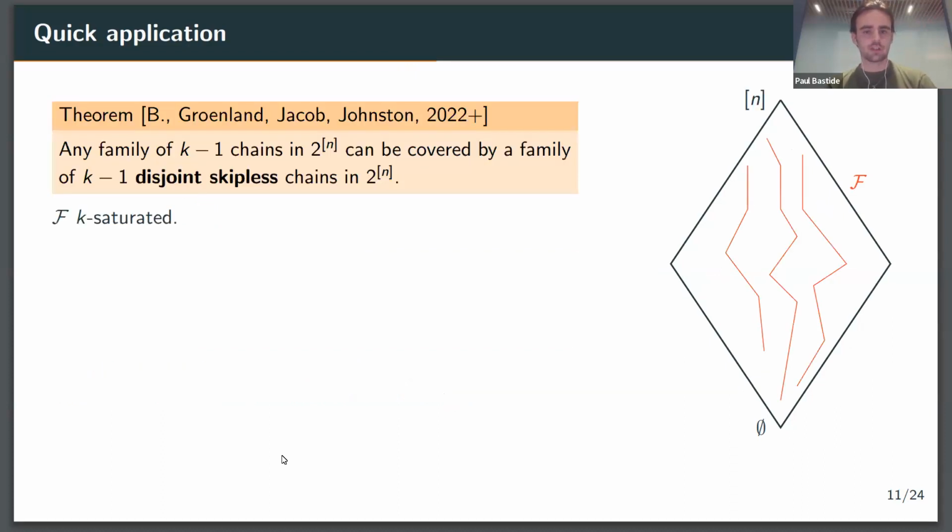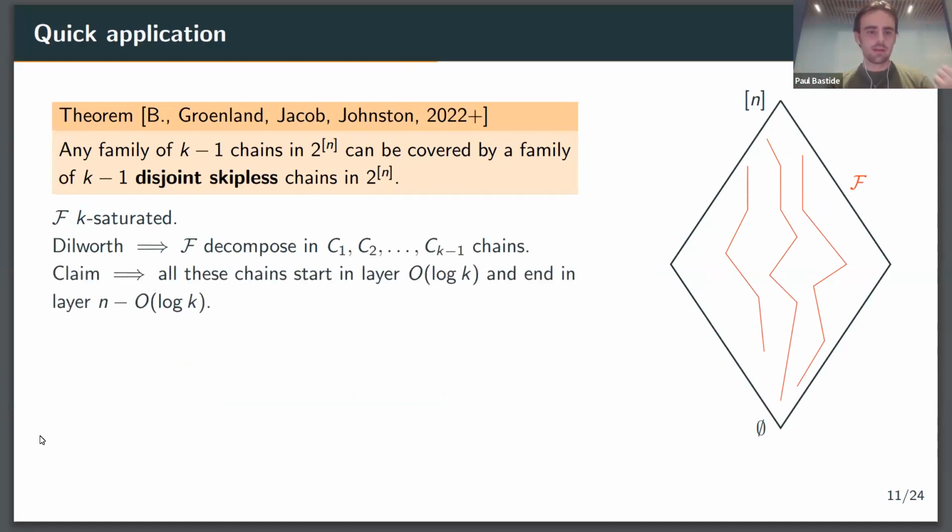Okay, so we have such a claim. Let's sum it up and conclude quite quickly on these two conjectures. So we have a family that is k-saturated. We can take this decomposition by Dilworth, and applying the claim, we know that all the chains in the decomposition need to start low enough and end high enough.